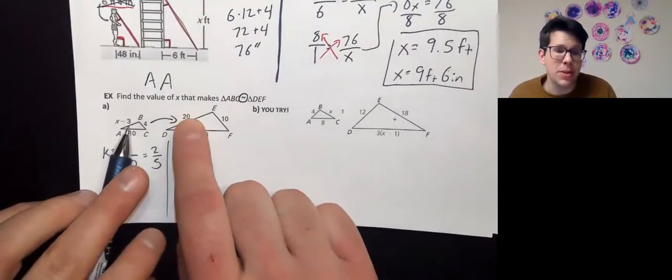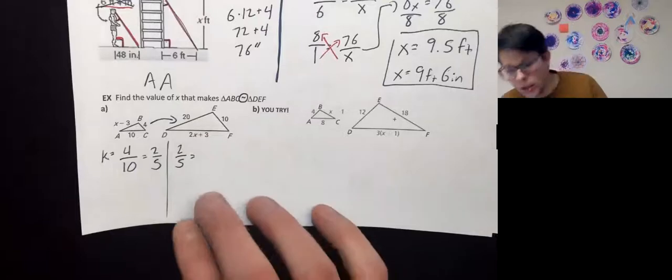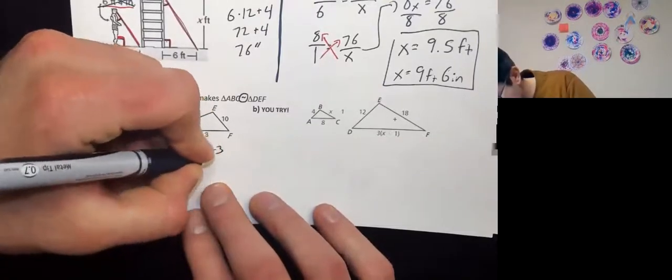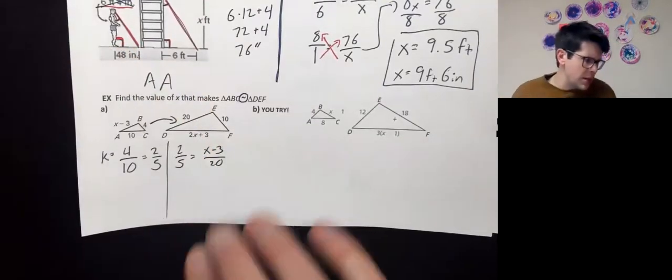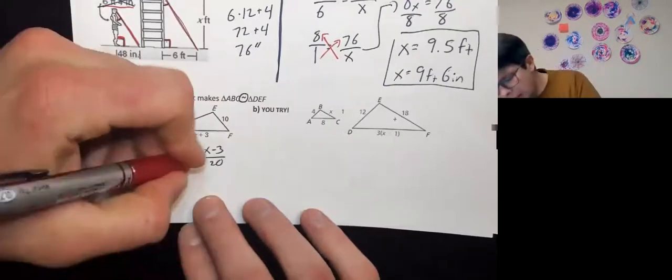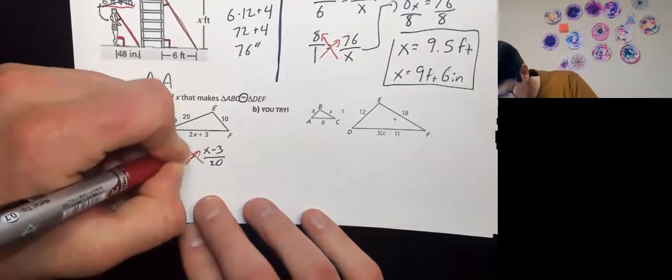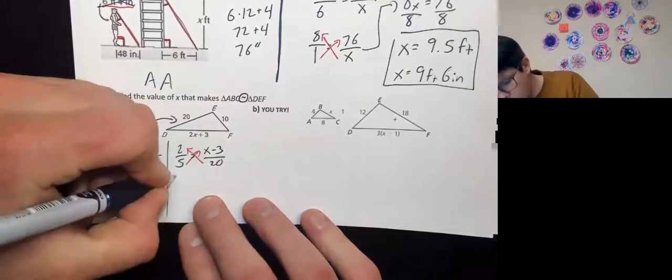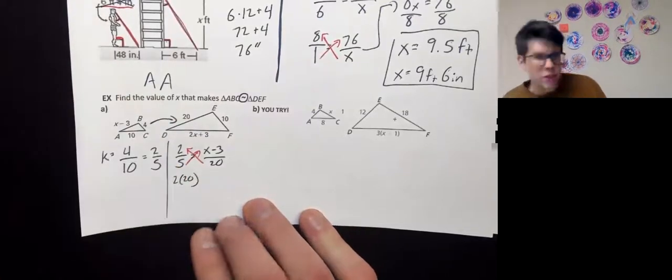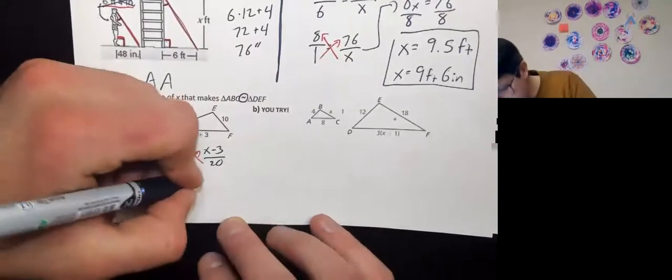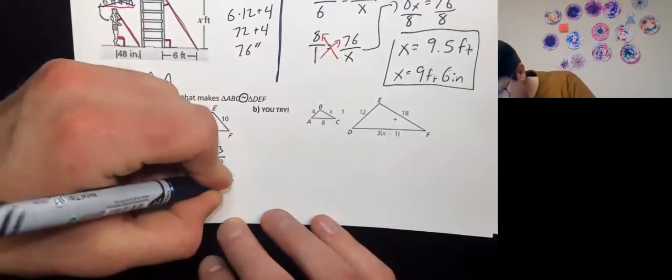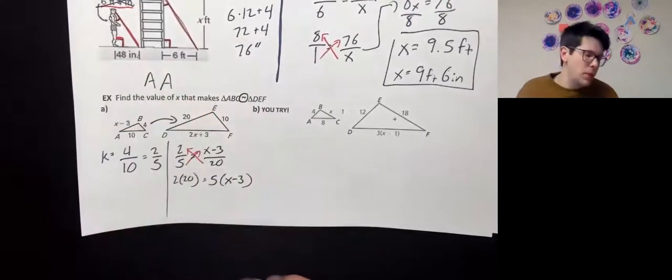So I'm going to set my x minus 3 and my 20 as a second ratio. So there's my setup right there. And I'm going to cross multiply. 2 times 20 is going to just be some numbers that I can work with, and my other side is going to be 5 times the quantity of x minus 3. Make sure you're using your parentheses there.